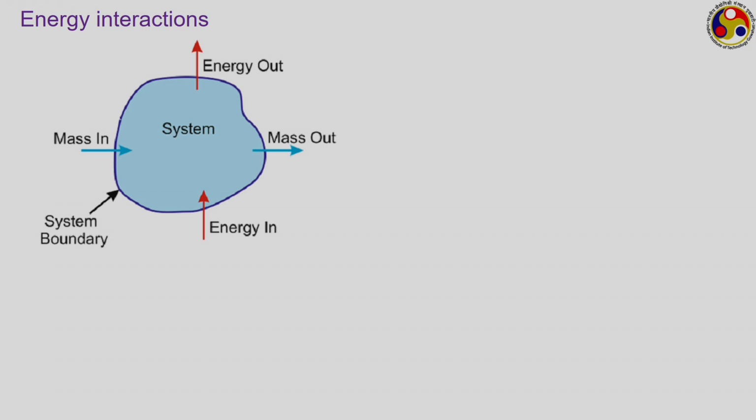If the system itself is moving, then it can also have its own kinetic and potential energies, but in thermodynamics we are generally bothered only about the energies which cross the boundary of the system, or I should say they are realized at the boundary of the system. Then there can be 3 kinds of energy interaction.